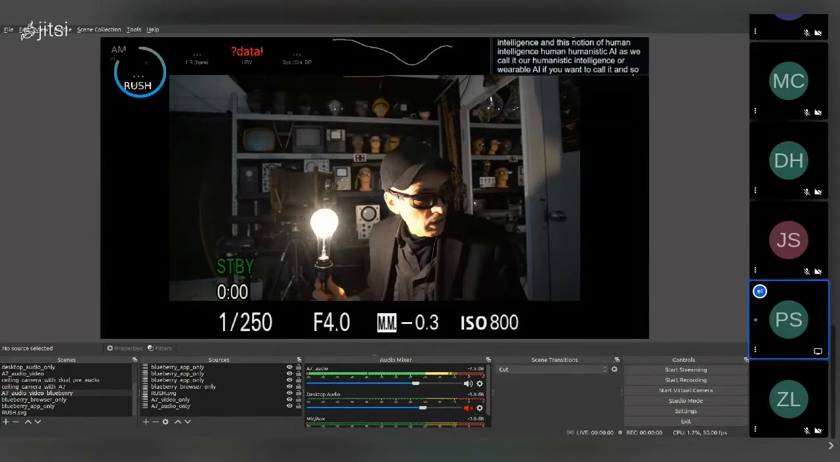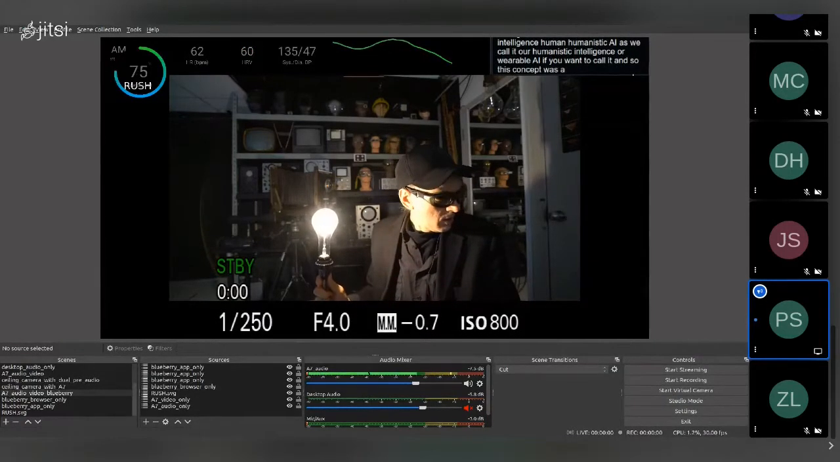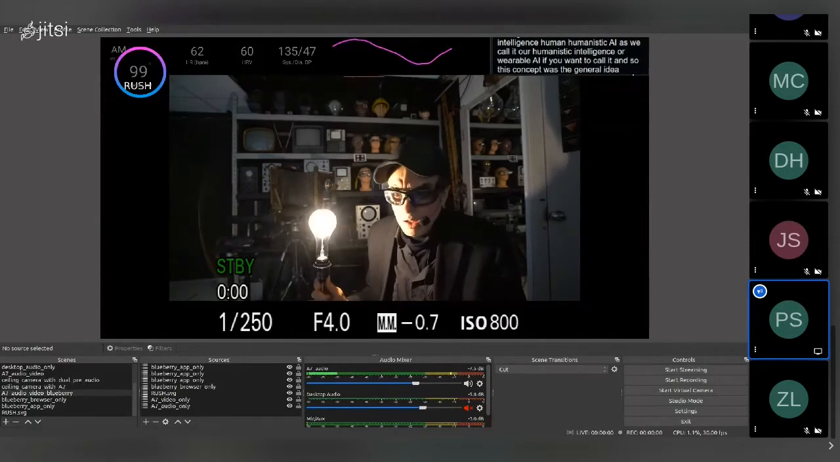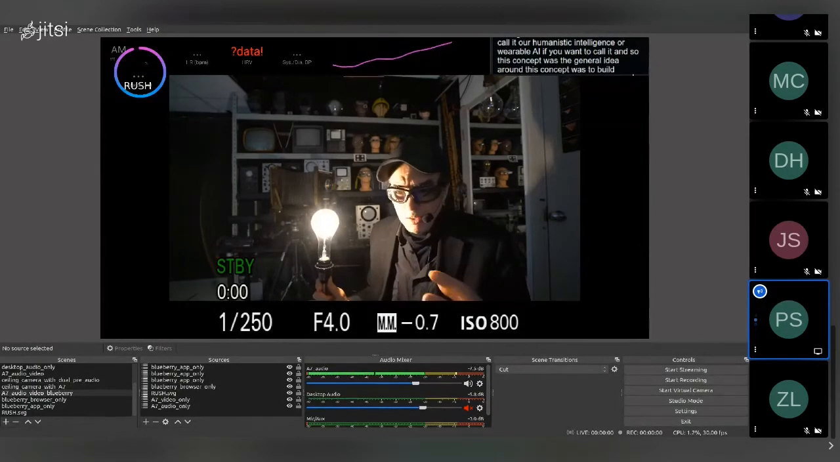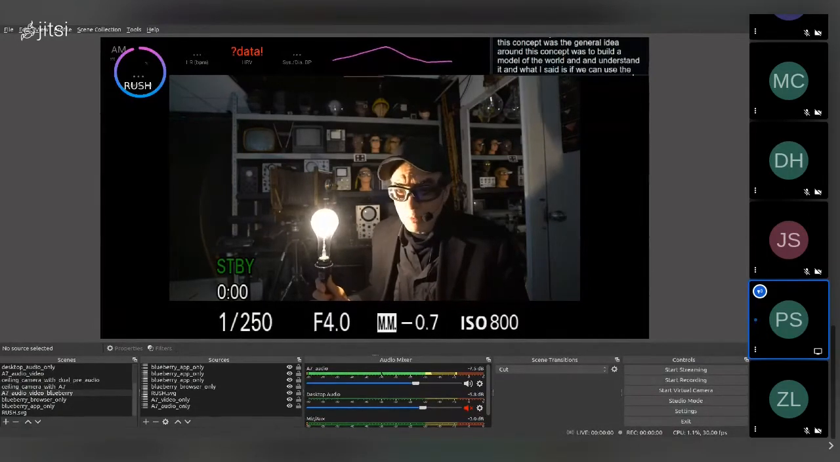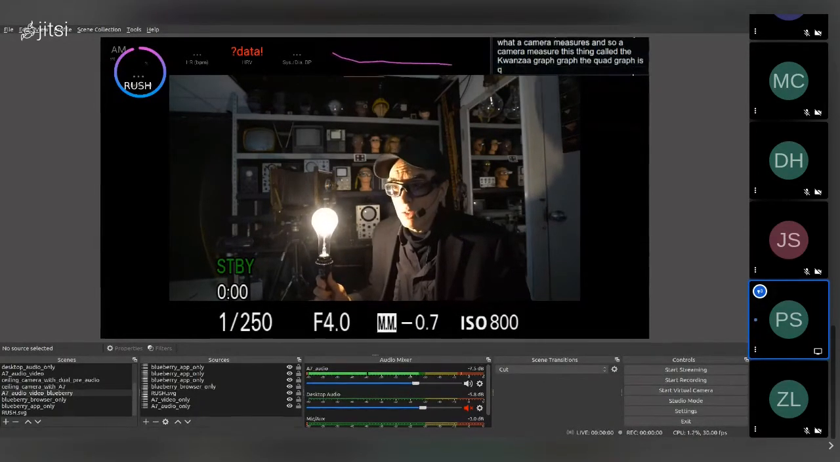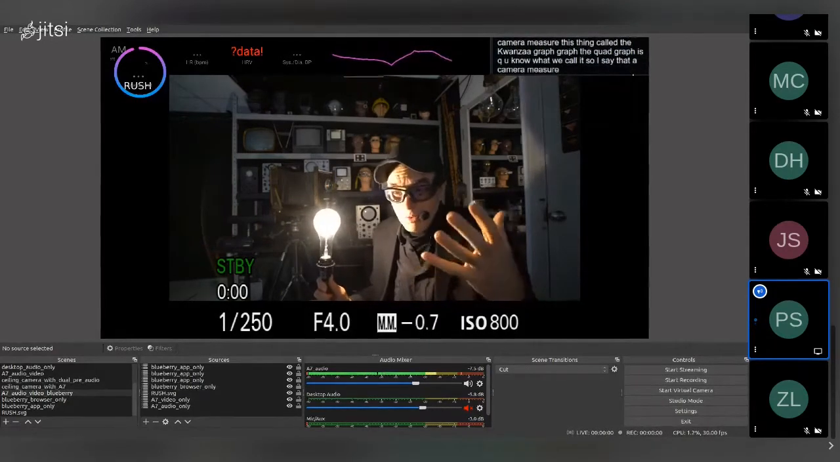And so the general idea around this concept was to build a model of the world and understand it. And what I said is, if we can use the camera as a scientific measurement instrument, then all of a sudden we can try to ask fundamental questions about what's in the world around us. So that was the first step, to ask scientifically what a camera measures. And a camera measures this thing called the photoquantograph. The quantograph is Q, what we call it. So I say that a camera measures some function of Q.